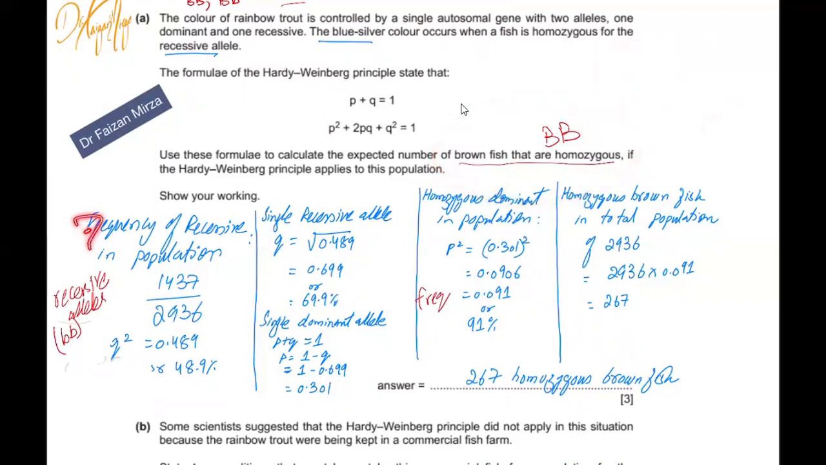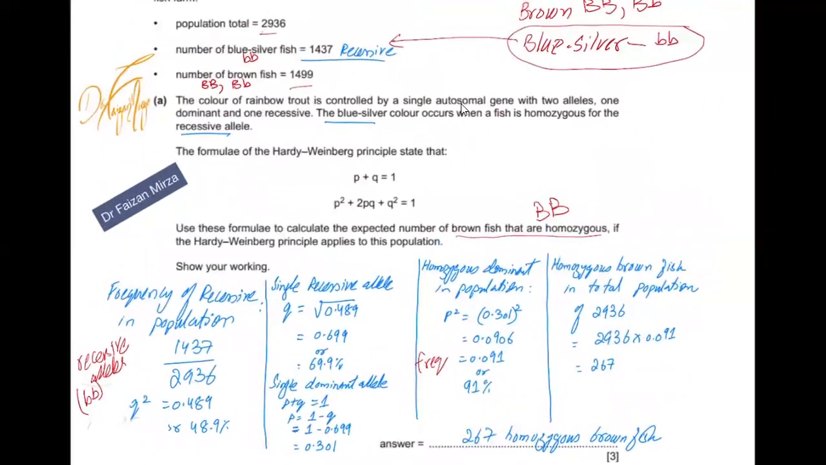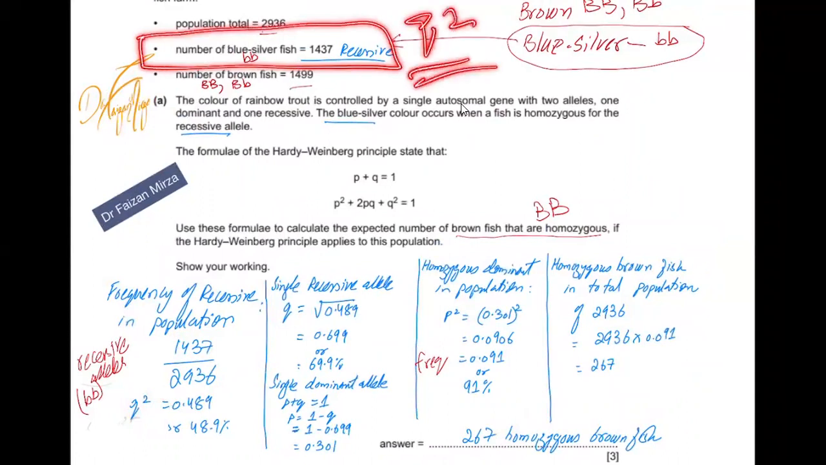So what is the frequency in the population for the recessive trait? We know that the total population is 2936, out of which 1437 have recessive alleles. So we'll take 1437 and divide by 2936. We get the frequency, and the frequency is of q square, because the population which is recessive is always q square. This q square is given to you.